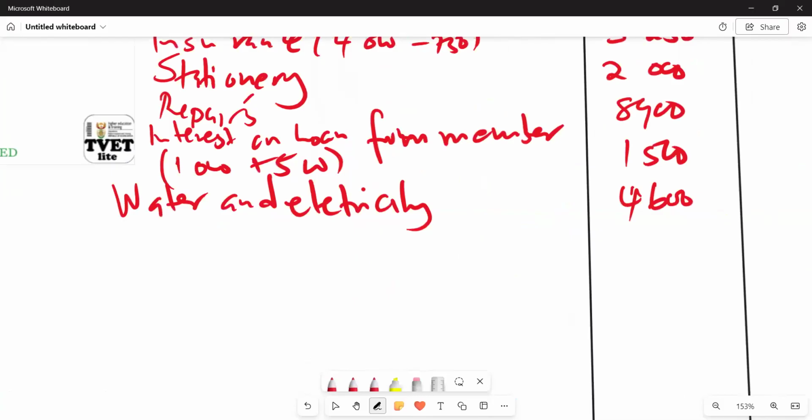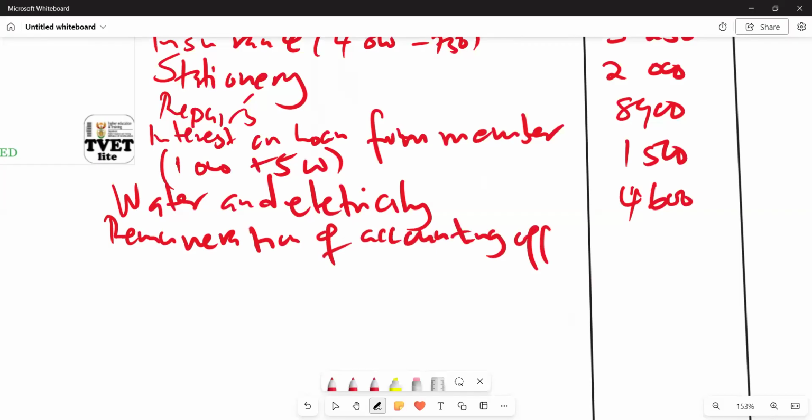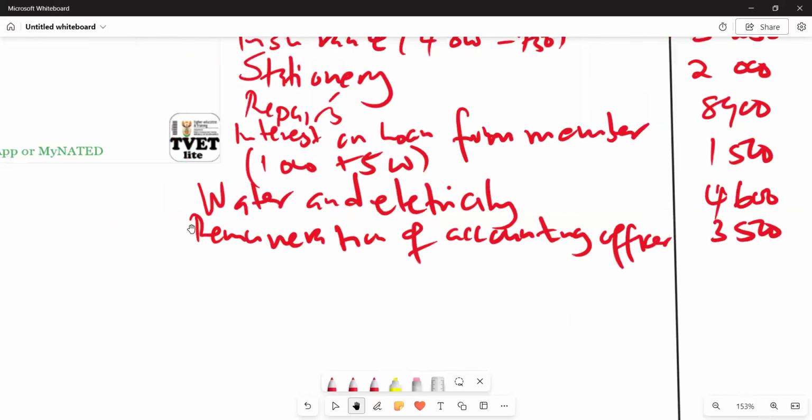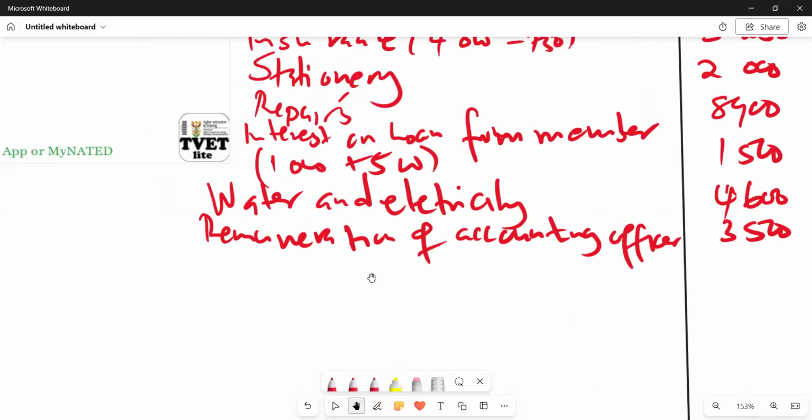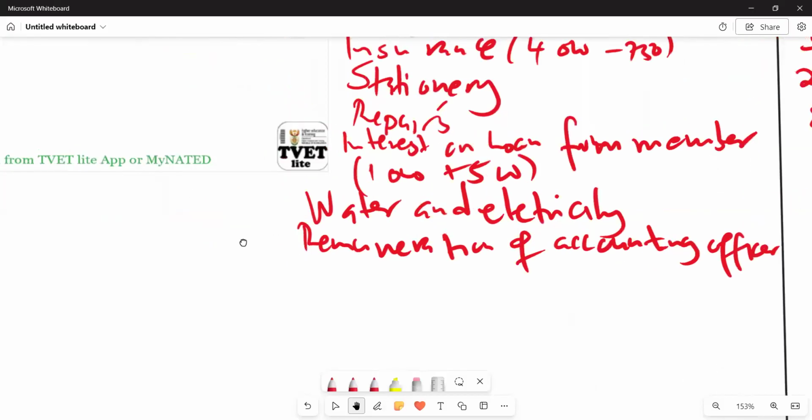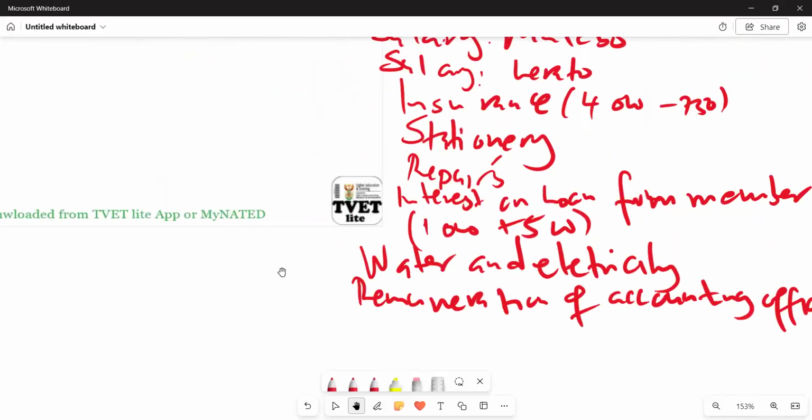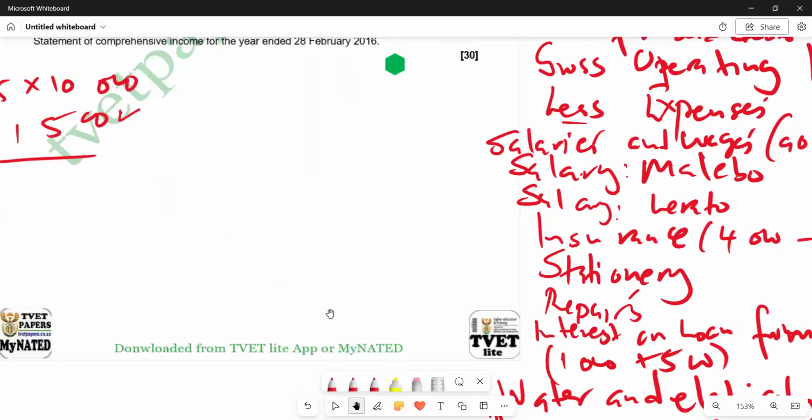So we're saying remuneration of accounting officer, and the amount that we have is 3,500. Then lastly, we have got an expense that won't be listed in the trial balance, but you can only get it in additional information, which is depreciation.